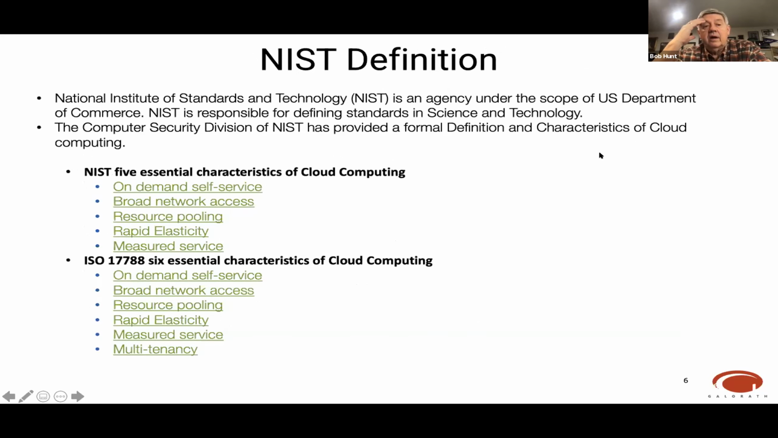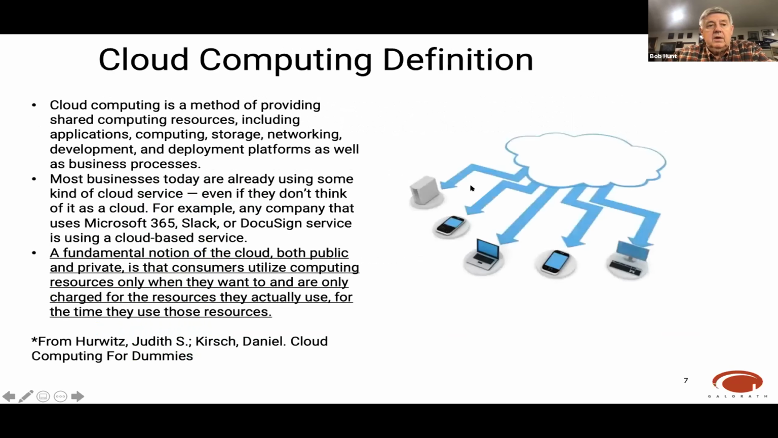Here's what NIST, the National Institute of Standards and Technology, says. NIST has provided a formal computer security definition of cloud computing. It has 5 essentials: on-demand service, broad network access, resource pooling, rapid elasticity expansion, and measured service, and it meets 6 ISO standards, which you can read there, very similar: on-demand, broad network, resource pooling. Cloud computing is a method of providing shared computing resources.